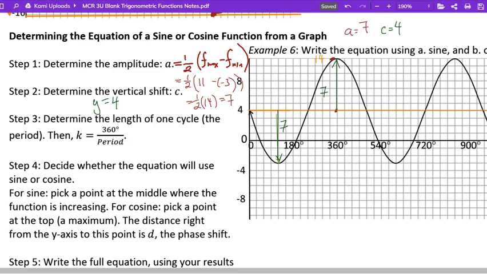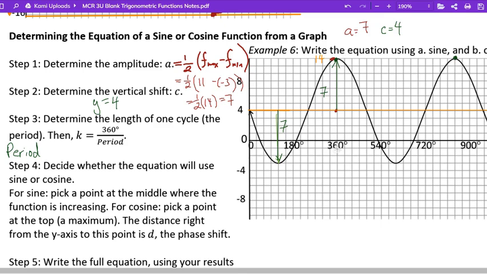So we've got 2 parts of our equation. 3 more to go. Next, we're going to determine the length of one cycle, which will allow us to find K. The length of one cycle is called the period. So let's first find the period. I'm going to go peak to peak. You can go trough to trough.